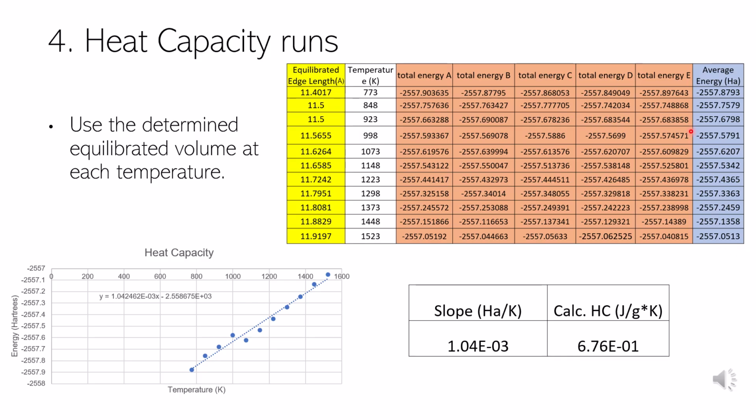We obtain the heat capacity of the salt by plotting a graph of average energy versus temperature and determining the slope. So the slope in this case is 1.04 times 10 to the negative 3 hartrees. Converting this to joules over Kelvin and dividing it by the number of cations, followed by conversion of molecules to grams via Avogadro's number and the molecular weight, we got that the heat capacity of LiF-AF MoF6 is 0.676 joules per gram per Kelvin.